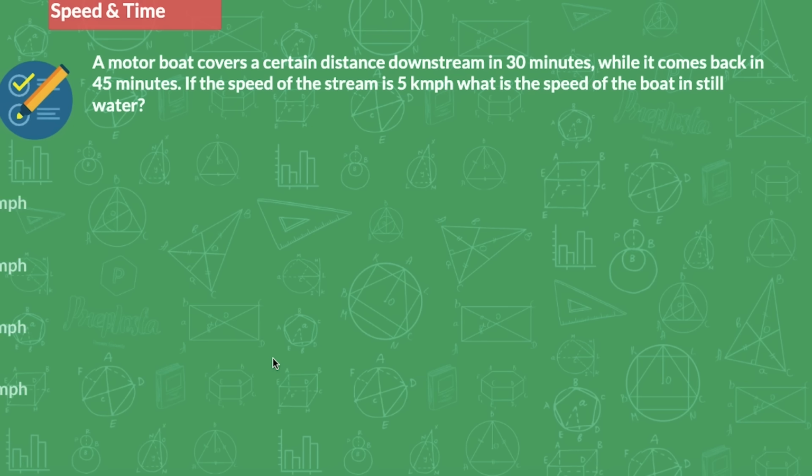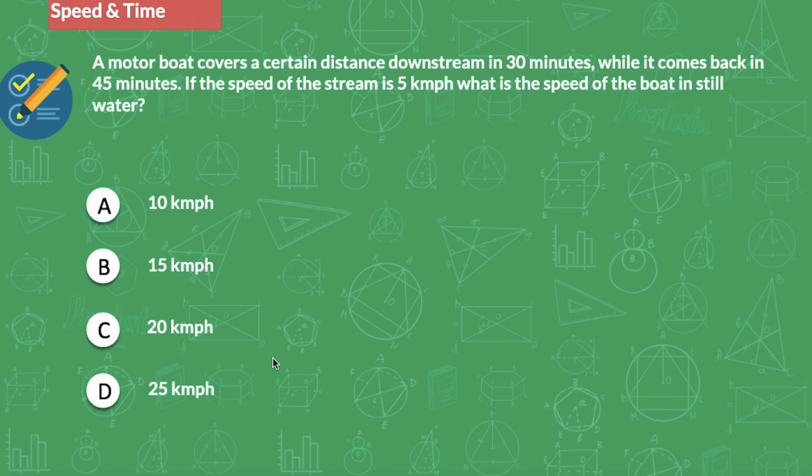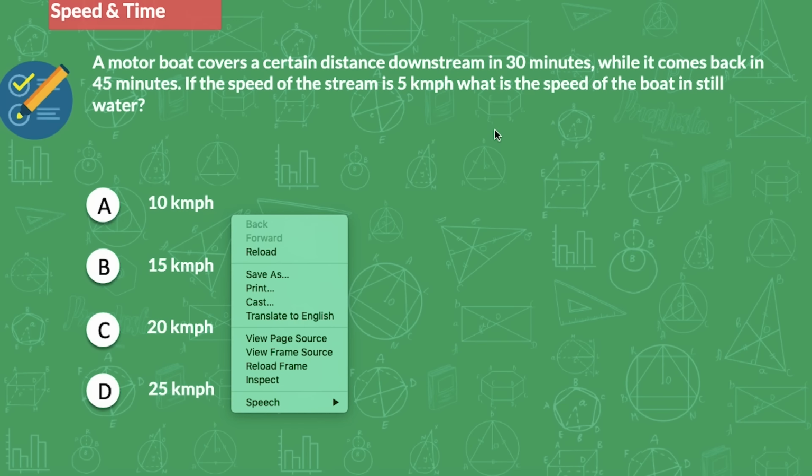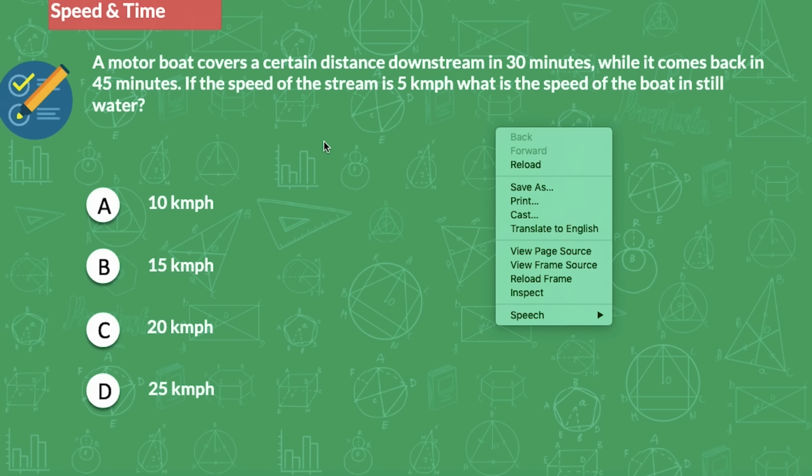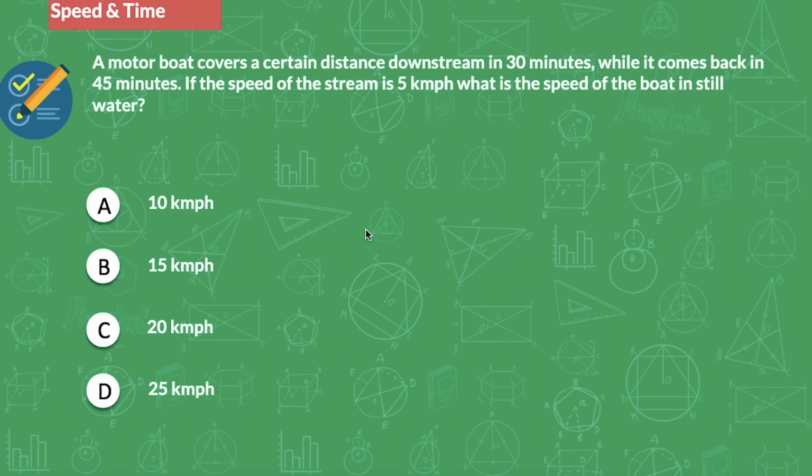Okay, a question from boats and streams. A motorboat covers a certain distance downstream in 30 minutes while it comes back in 45 minutes. If the speed of the stream is 5 km per hour, what is the speed of the boat in still water? An easy question, I would say. You don't even need the formulas to calculate this particular question. You can just go with your basic intuition and you'll be able to find the answer. I'm giving you 30 seconds for this question and your timer starts now.